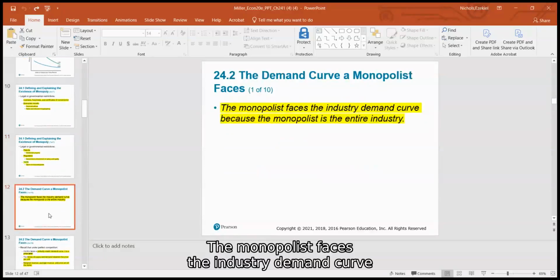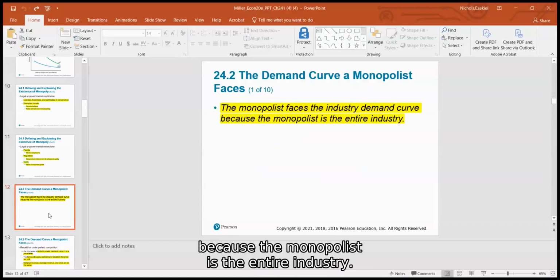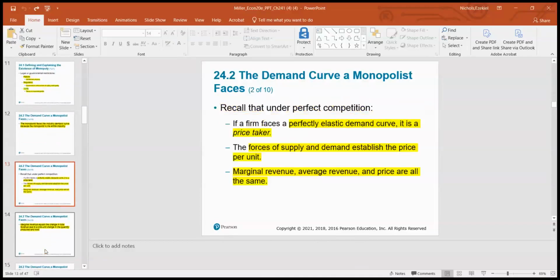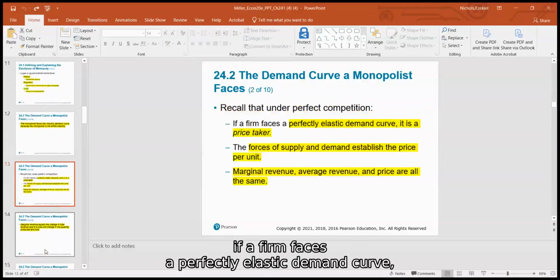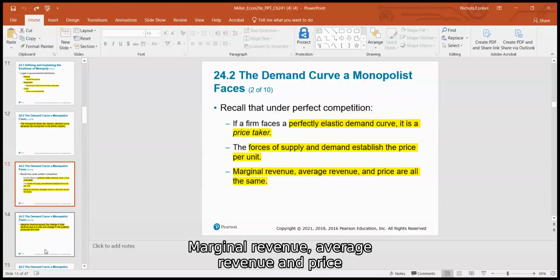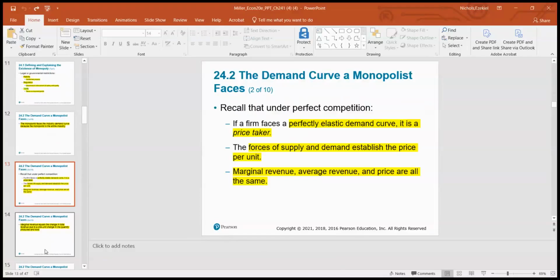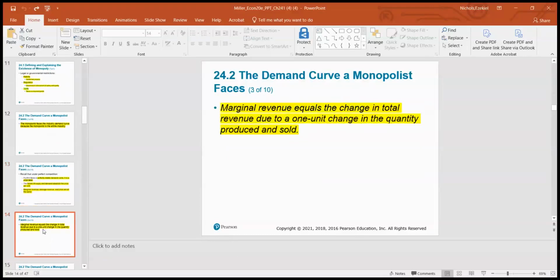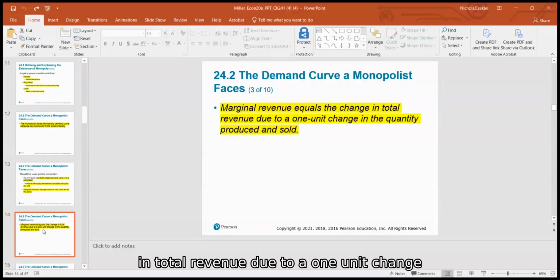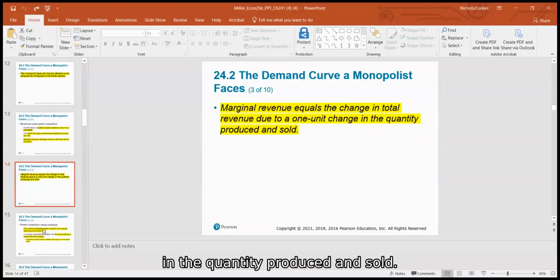The monopolist faces the industry demand curve because the monopolist is the entire industry. Recall that under perfect competition, if a firm faces a perfectly elastic demand curve, it is a price taker. The forces of supply and demand establish the price per unit. Marginal revenue, average revenue, and price are all the same, and that is not the case with a monopoly. Remember that marginal revenue equals the change in total revenue due to a 1 unit change in the quantity produced and sold.